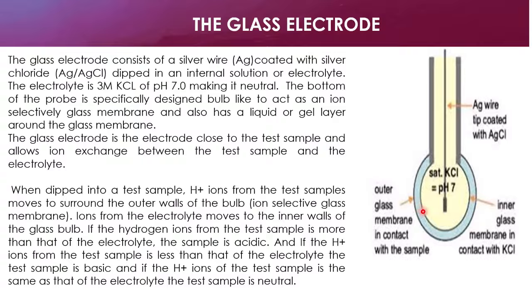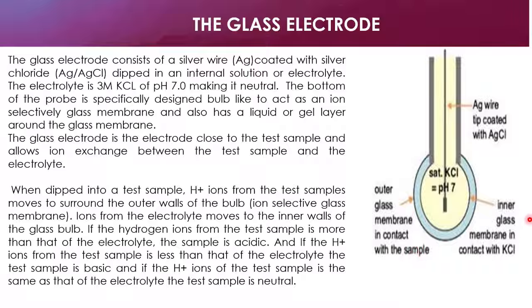The bottom of the probe is specifically designed bulb-like to act as an ion selective glass membrane, and also has a liquid or a gel layer around the glass membrane. So this is the liquid or gel layer which is around the membrane. The glass electrode is the electrode close to the test sample and allows ion exchange between the test sample and the electrolyte. As we can see, this is the outer glass membrane which is in contact with the test solution or the test sample.